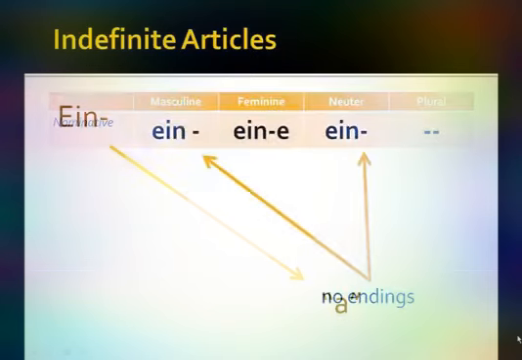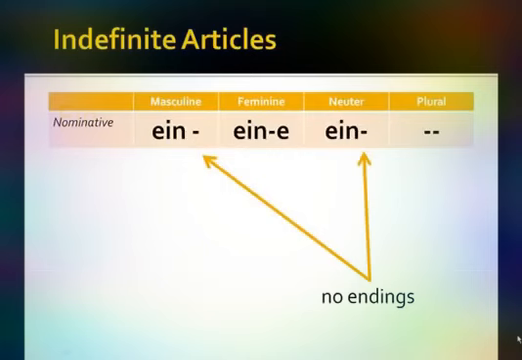So, in German, the indefinite articles are ein, eine, ein. There is no plural indefinite article because that's sort of impossible to do. We can't refer to a trees or a cars. You'll also notice that the only indefinite article that actually gets an ending is the feminine nominative. The masculine and neuter don't have any endings.